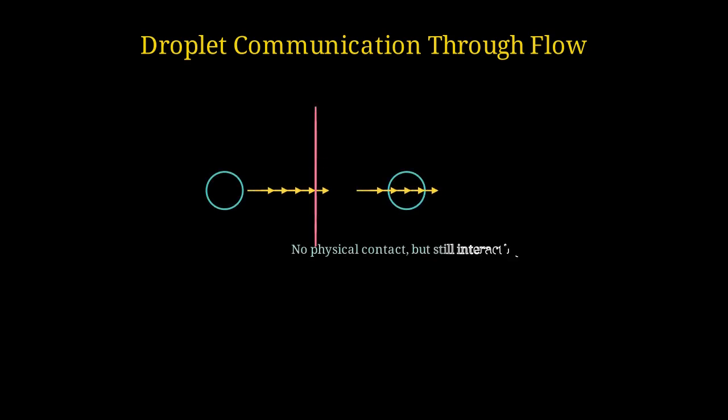How can two droplets that never touch still communicate and influence each other's behavior? Let's explore the fascinating physics of hydrodynamic interactions. Imagine two droplets in a microchannel. They never touch, yet they communicate through the surrounding fluid, exchanging information about their presence and motion.